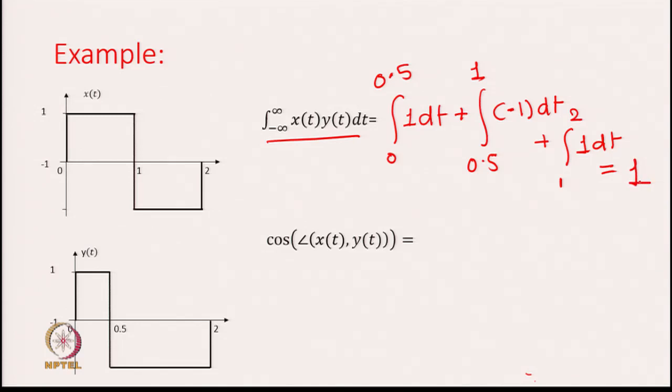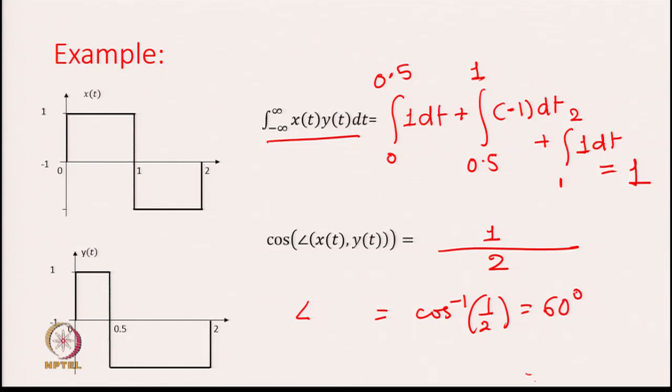So, cos of the angle between x(t) and y(t) will turn out to be 1 divided by 2. So, the angle will come out to be cos inverse of half, which is 60 degrees. So, using some simple ideas, we have been able to talk about the angle between the two signals.